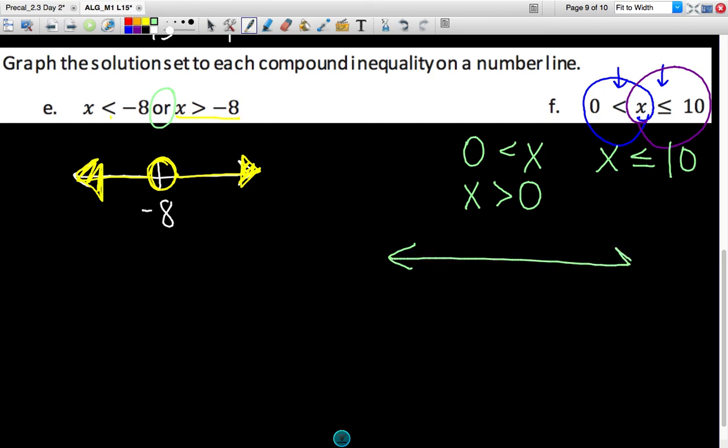So on a number line, we have 0 and we have 10. We have an open circle on 0, and we're heading to the right. And we have a closed circle on 10 because it's less than or equal to, so we're heading to the left. And as we know that this is a compound inequality, which means it's going to be an "and," they are supposed to connect. And that's our final answer.